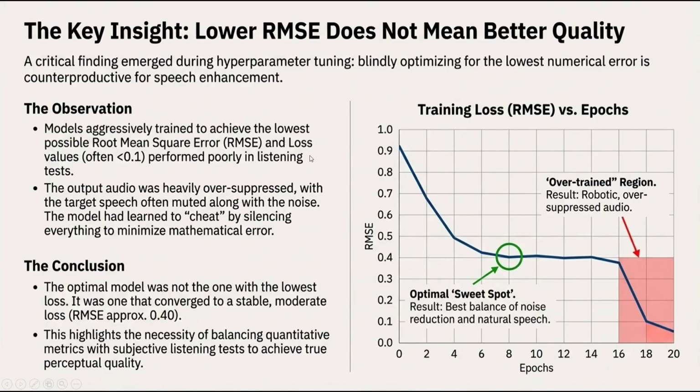A crucial finding came from hyperparameter tuning. If we push training to get the lowest RMSE, the model can become over-aggressive, producing over-suppressed audio that sounds robotic or muffled. The best model was in a sweet spot where RMSE converged to a stable, moderate level rather than the absolute minimum. So the conclusion is perceptual quality is paramount. Objective losses guide training, but they must be balanced with the listening test and perceptual metrics.